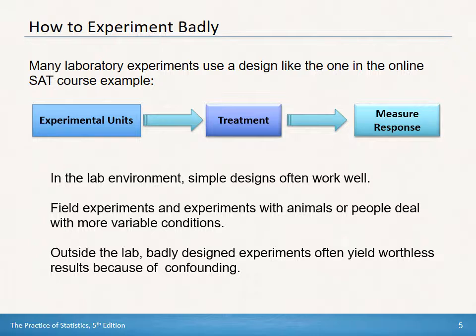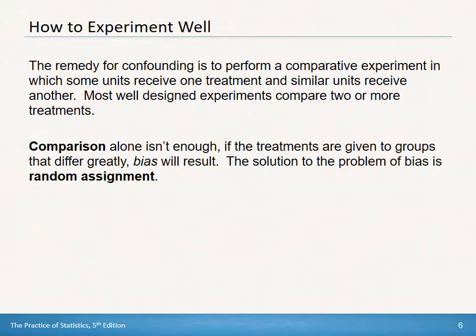Outside the lab, a badly designed experiment can yield worthless results because of confounding. So we have to think of better ways to experiment when we're not doing something in a controlled environment. And most things that people do now for scientific studies are not in a controlled environment. Okay, so how can we experiment well to make sure that we don't get issues like confounding?